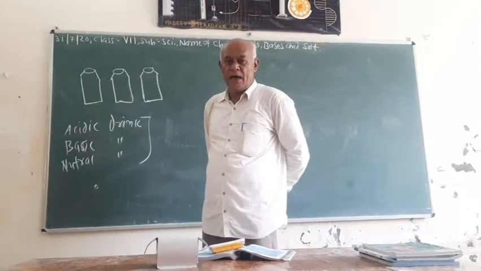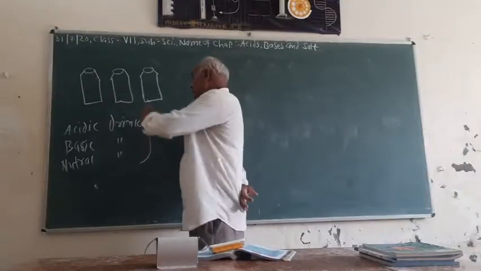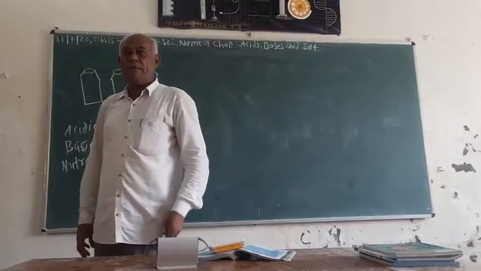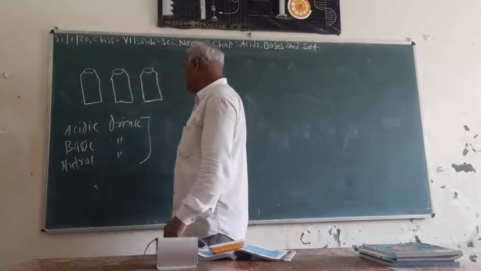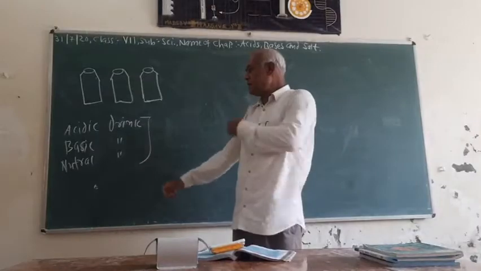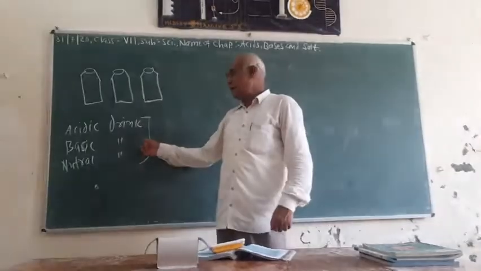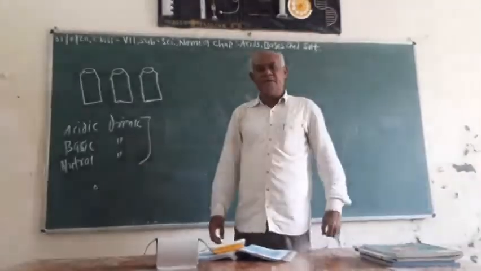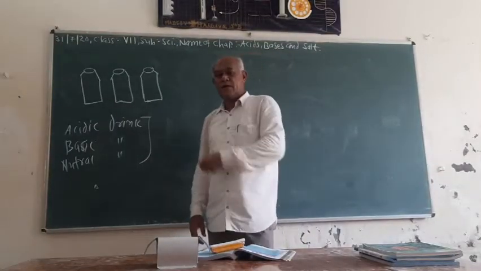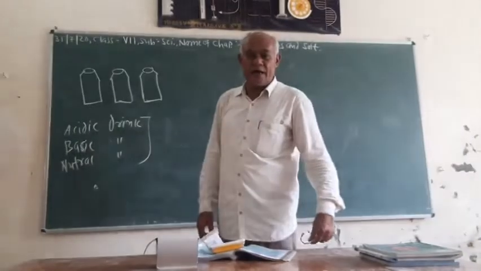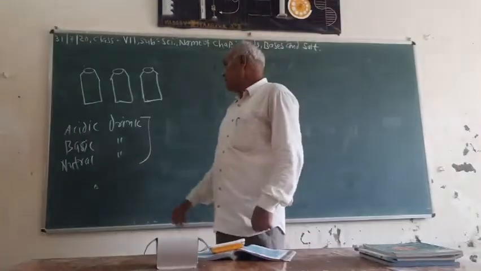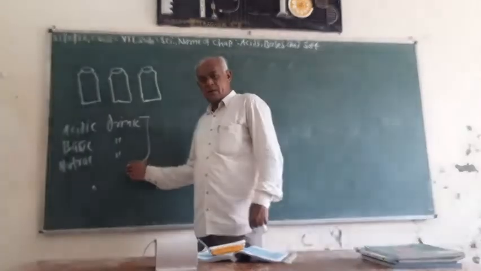Dorji can decide by tasting the drink. If its taste is sour, then the drink is acidic. If the taste of the drink is bitter, then the drink is basic. And if the drink is tasteless, there is no taste, then the drink is neutral.